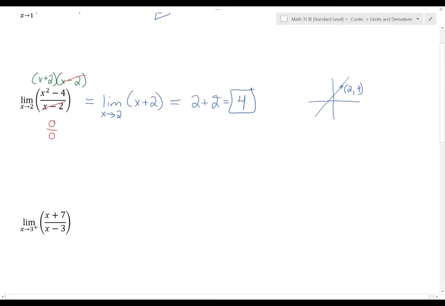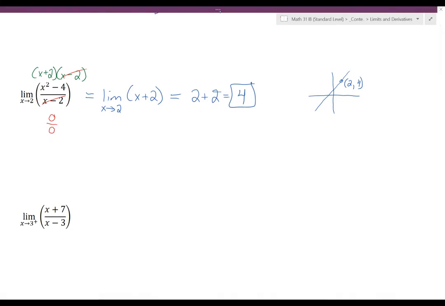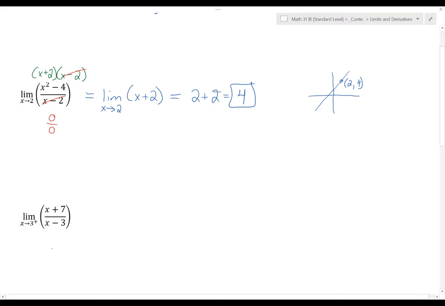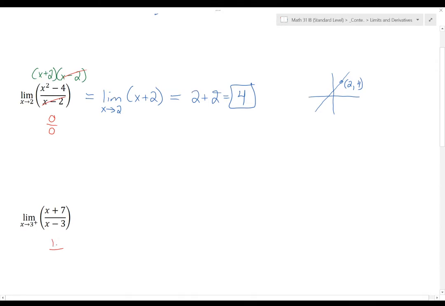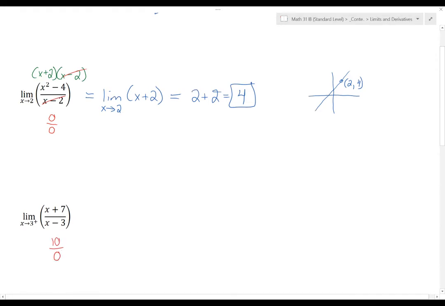In this next case, that isn't quite what happens because this rational expression can't be factored or simplified. It is in its simplified form, x plus 7 over x minus 3. And we do have that non-permissible value of 3. But what happens here, if I substitute in 3 into the numerator, I get 10. And into the denominator, I get 0.